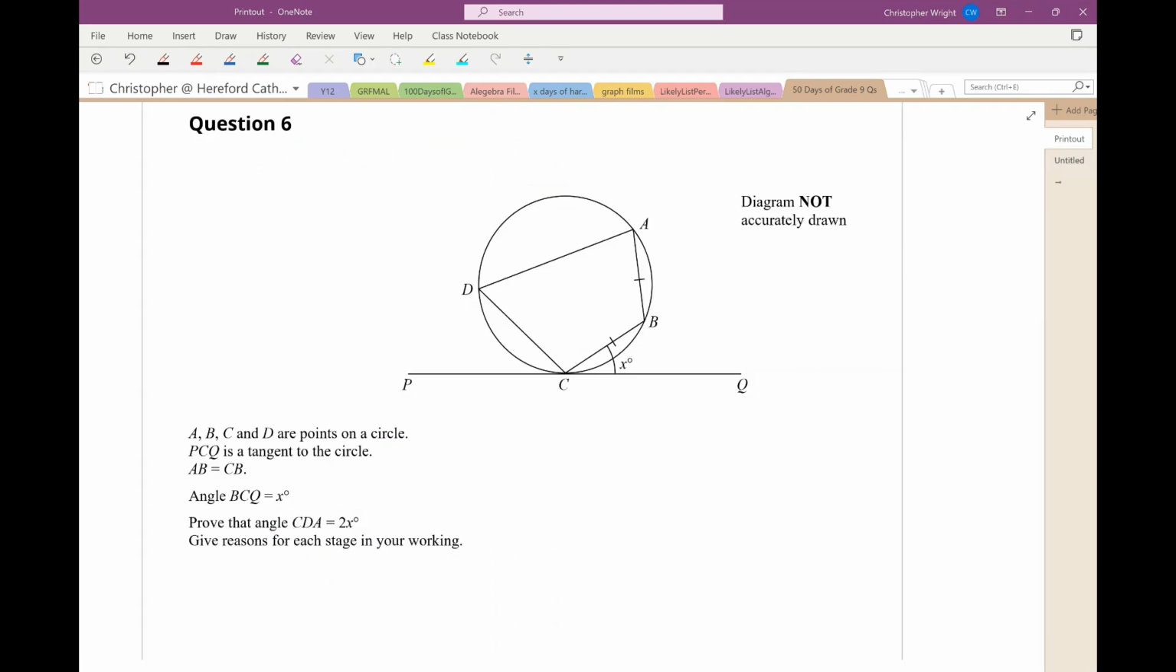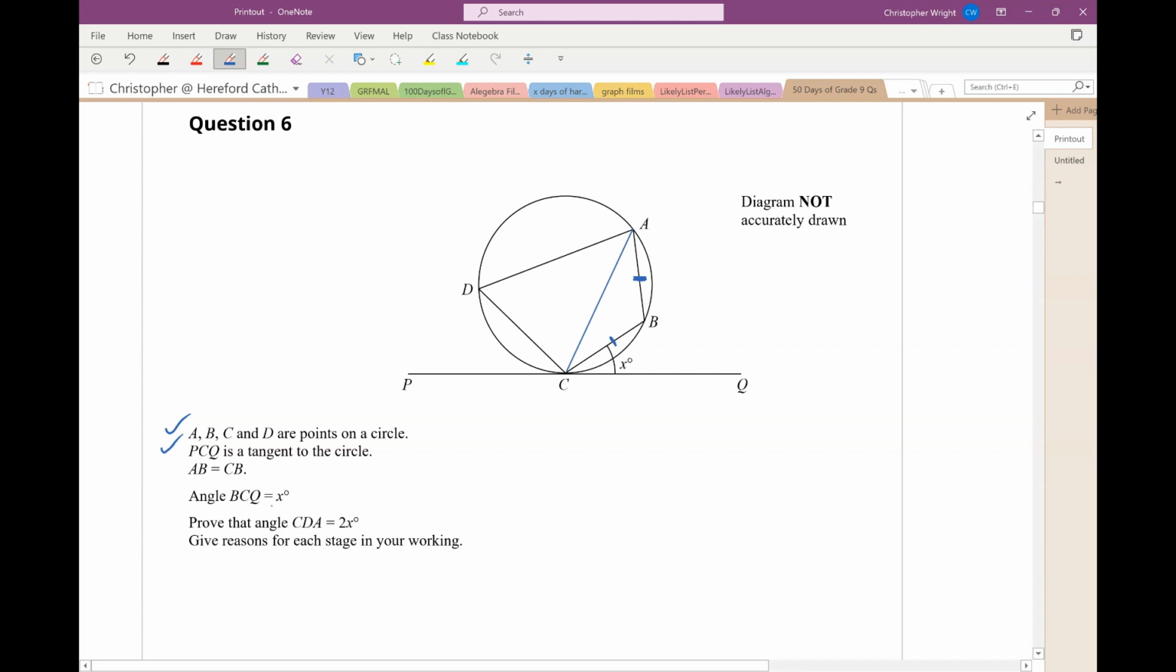Question 6. Now, looking at the diagram here, I think we're going to be dealing with circle theorems. Okay, we're told that A, B, C, and D are points on this circle. That's how it's drawn. We've got a tangent to the circle, and look at that. We've got AB equaling CB. So we've got the makings of an isosceles triangle there, haven't we? Okay, let's draw this point here. Now I've drawn that, I can see we might be dealing with alternate segment theorem as well.